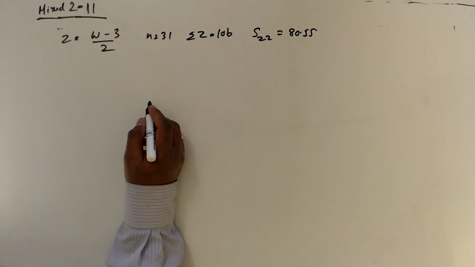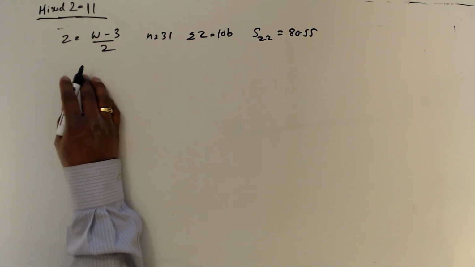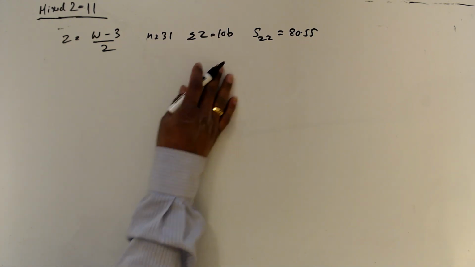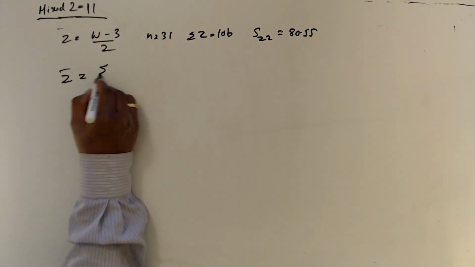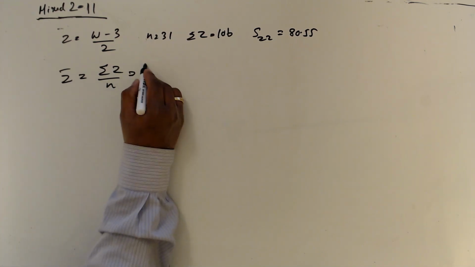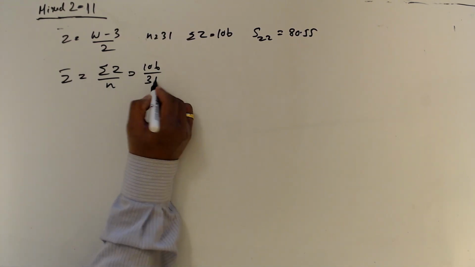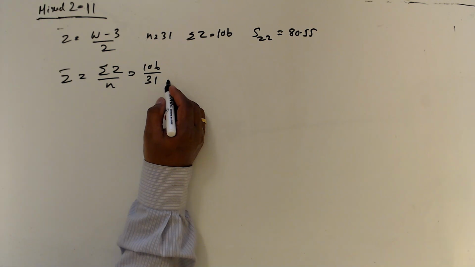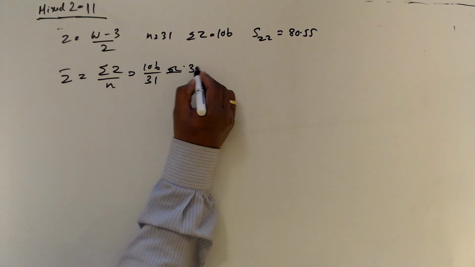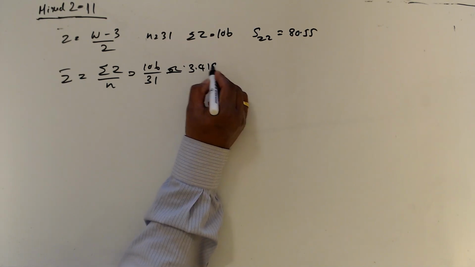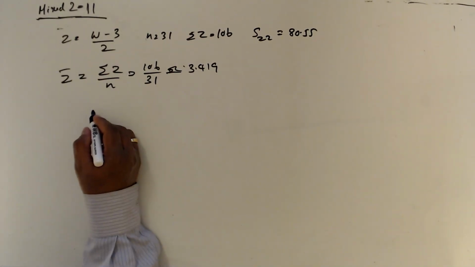Question number 11. These are the coordinates given, and those are the data. We want to find the coded mean z bar. So summation z over n, that is 100 over 31. That is going to be approximately 3.419.